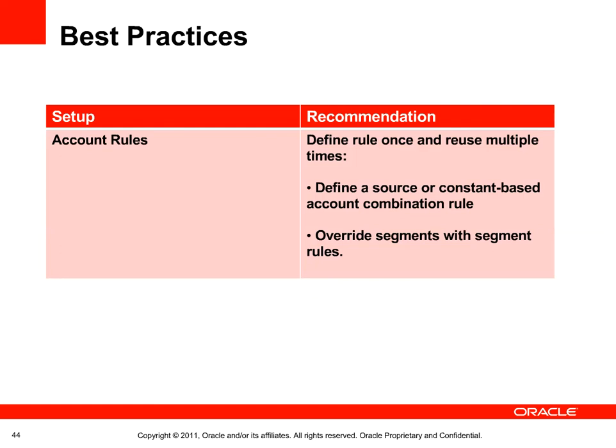Account rules can be used in a variety of ways. You can define an account combination rule for each account, a segment rule for each single segment, and an account combination rule as a template for an account type and segment rules to override some segment values. Using such overriding rules can minimize the number of rules defined and thus the maintenance effort.